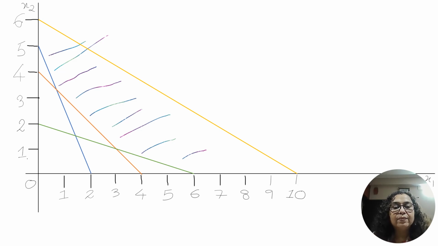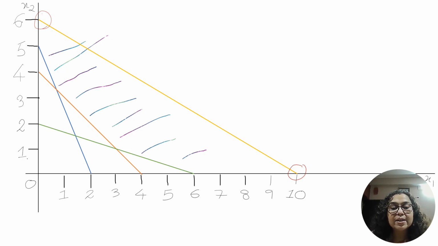So now we have our objective function, this yellow line. You can see 0, 6, and this is 10, 0. This is visible, that means it is satisfying all the three constraints. That means all the nutrients are met if the solution is on any point on this line, because it is in the feasible region. But our objective is to minimize the cost. This is the cost function.